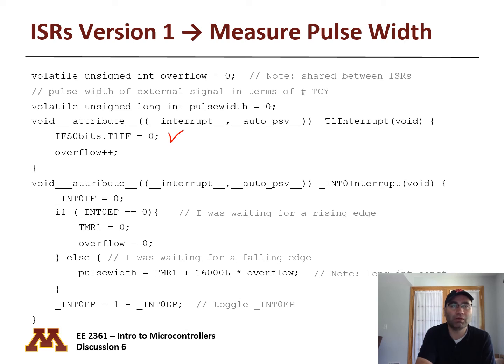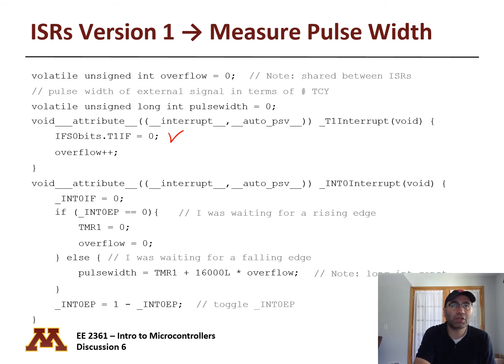Usually when you're debugging, you can spend hours trying to fix the problem, and it might be because of this. So always, when you have an interrupt, the first thing you want to do is clear the flag that causes that interrupt. Okay. Then what this timer ISR does is count the number of overflows. That's why it's just overflow plus plus. The only thing this ISR is doing is counting the overflows. It's going to be very helpful.